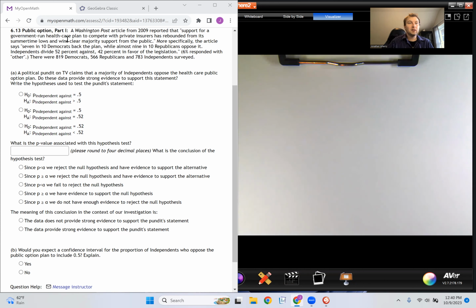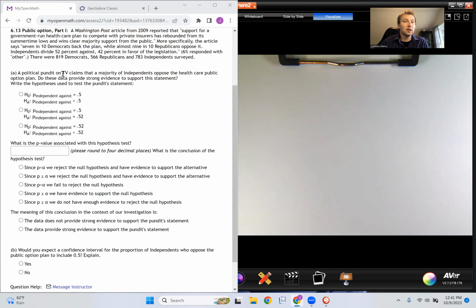More specifically, the article says that 7 in 10 Democrats back the plan, while almost 9 in 10 Republicans oppose it. Independents divide 52% against and 42% in favor. 6% voted other. There were 819 Democrats, 566 Republicans, and 783 independents surveyed. There's a lot of information here, and to be honest, I'm not sure what of this is important yet, so I'm going to keep reading.